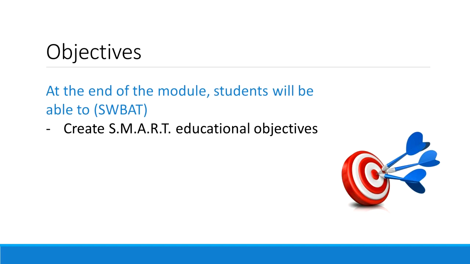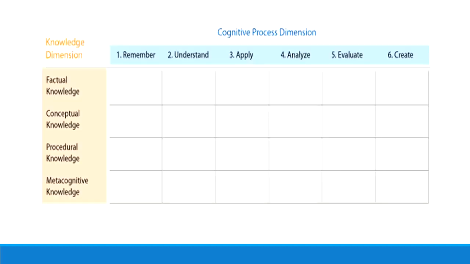So remember, in the other video, the objective was at the end of the module, students will be able to create a SMART educational objective. So that was my objective. And then you have to look at Bloom's taxonomy and say, where does this objective fit? So the objective was to create SMART educational objectives. Where do you think it would fit on this table of Bloom's taxonomy?